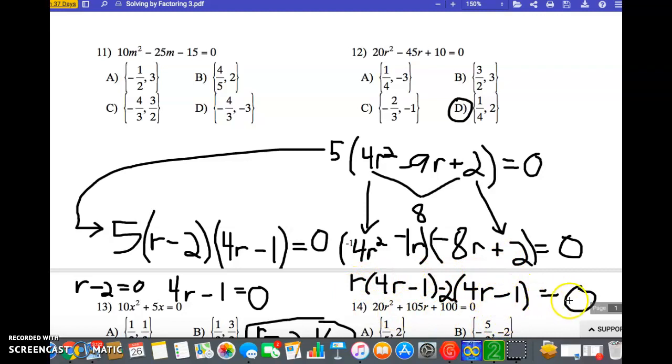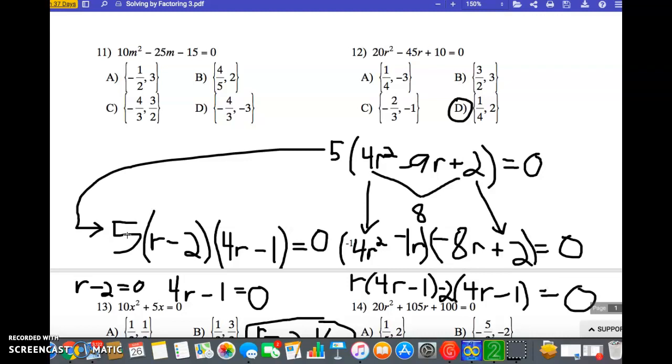But we have to write it better, right, because it's equal to 0. So then what I did was I brought it back up here. So this r minus 2 becomes the first parenthesis. The 4r minus 1s, both of those become the second parenthesis. And notice this 5 comes along for the ride. It sits in front here. That is your GCF. It means something for factoring, but not for solving.